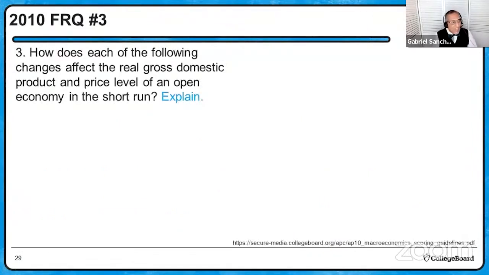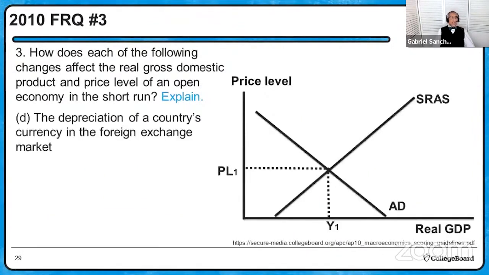And finally, the last part of this question tonight, part D, the depreciation of a country's currency in the foreign exchange market. So depreciation of a currency, what does it have to do with aggregate demand and aggregate supply? Look at my determinants of demand, look at your determinants of aggregate supply, and let's see what do you think? What is going to get shifted? Demand, supply, currency, what does it have to do with it? Do you have an idea? Well, let's go ahead and put the answer up and then we can discuss it.